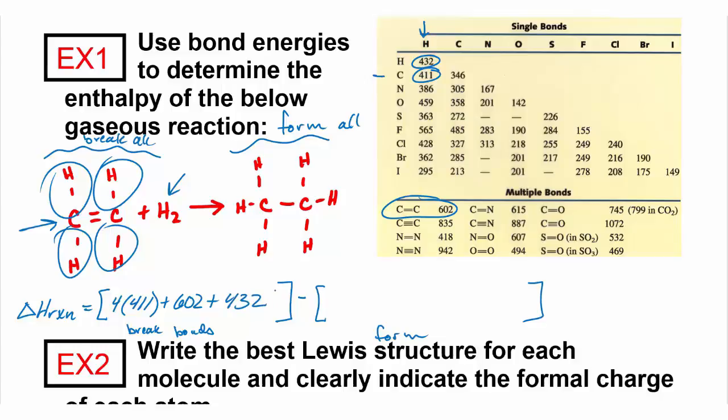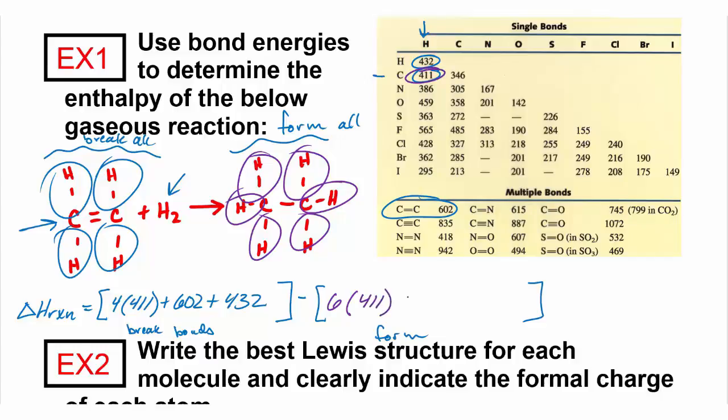Now I'm going to form all these bonds. What bonds am I going to form? Well, I'm forming 1, 2, 3, 4, 5, 6 carbon-hydrogen bonds. Carbon-hydrogen is 411. And I'm forming this carbon-carbon bond. That's 346.